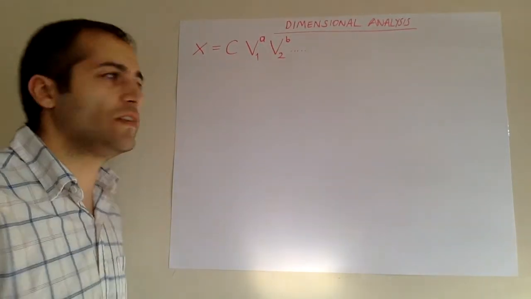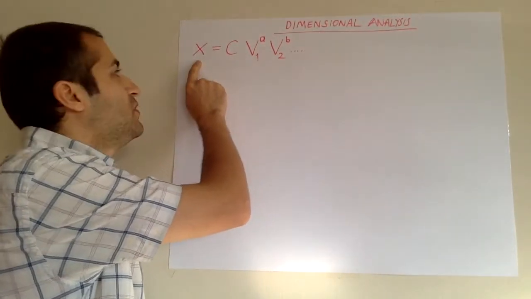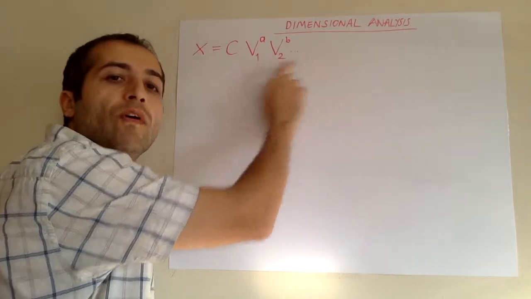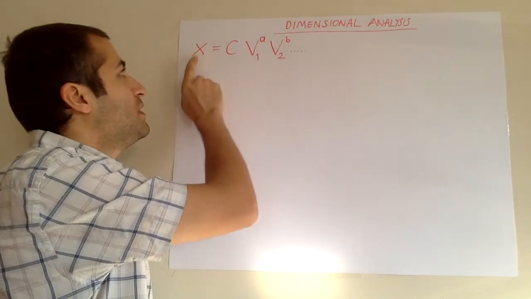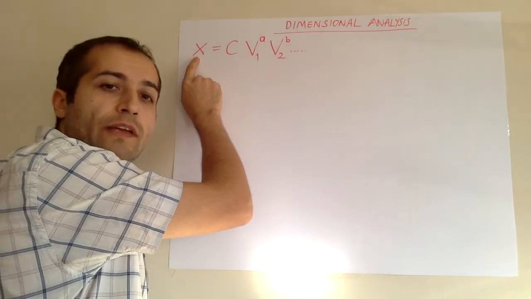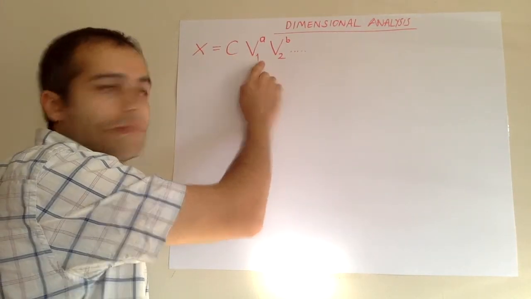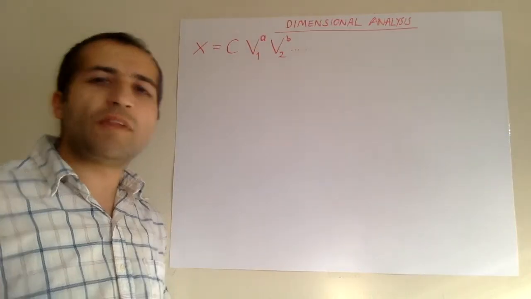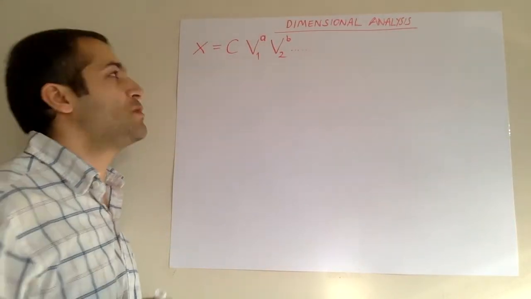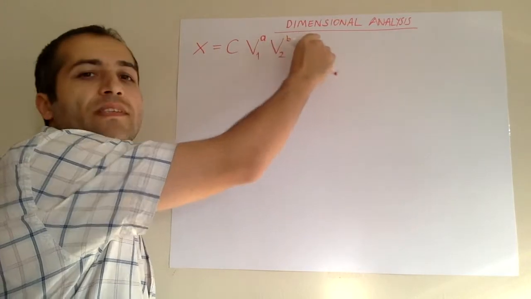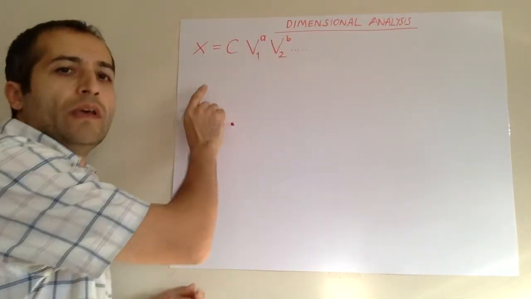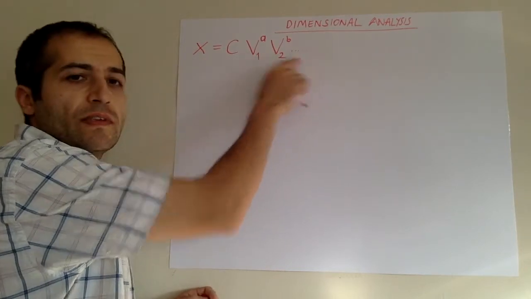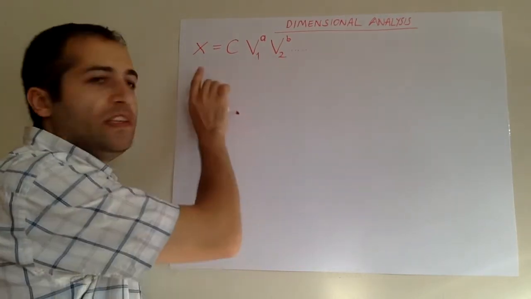In this equation, x is the variable that we are interested in. v1, v2, v3, and so on are the variables that we think this variable is most likely dependent on. C is a unitless constant. Now, with the formula written in this form, our job now is to find the exponents a, b, c, and so on. We will find those by writing the units of each variable and having one equation for each unit.